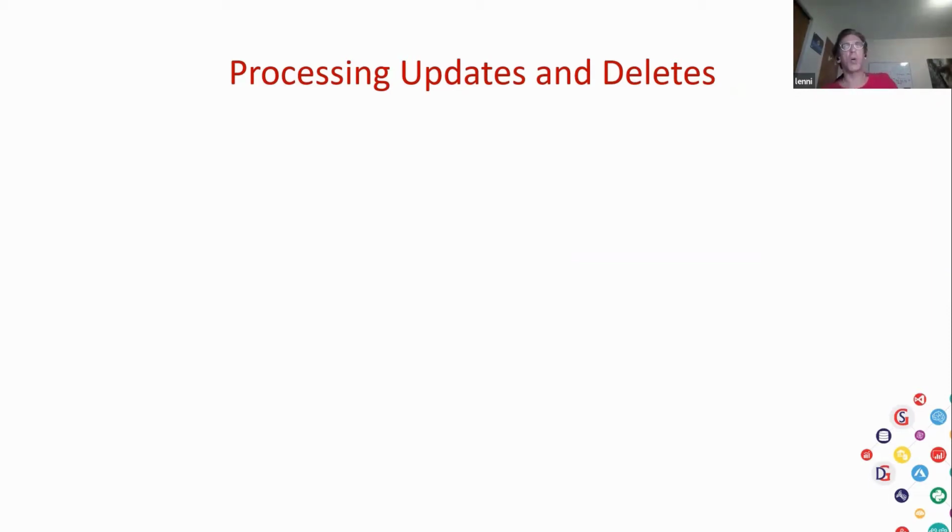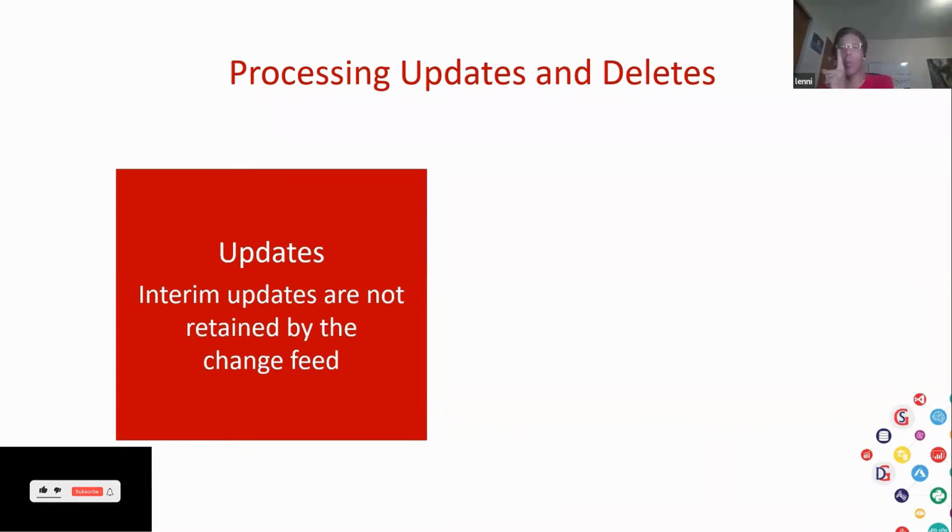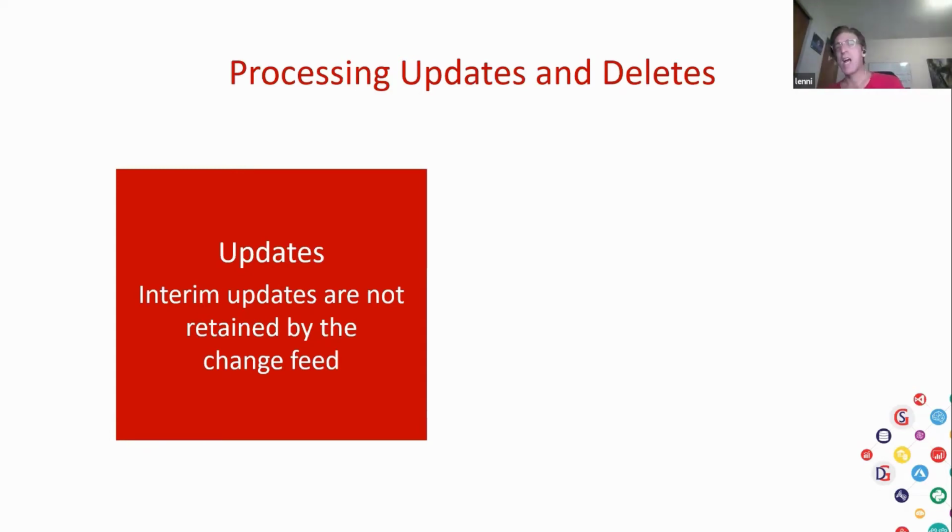So let's talk quickly about processing updates and deletes. At this current point in time, intermediate updates are not recorded to the change feed. If you insert a document and update it 4 times, you only have one version of the document in the change feed, which is the most current version. If you rewind the change feed, you're not going to get those interim updates, okay?